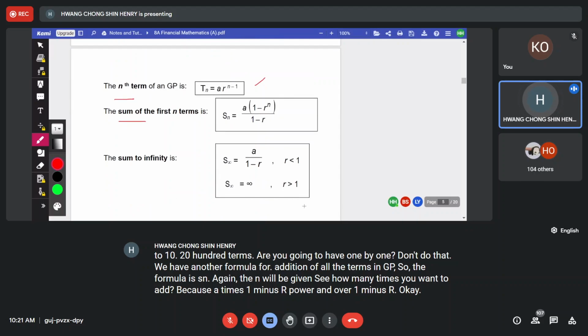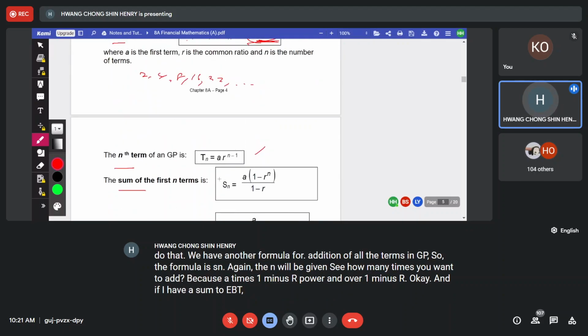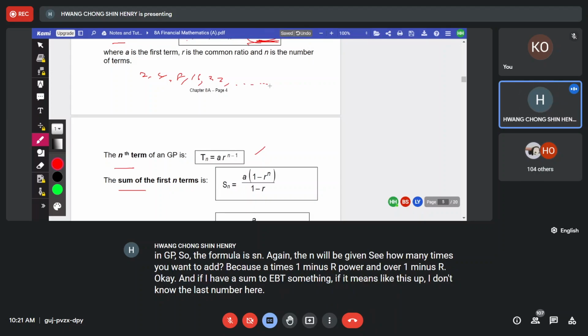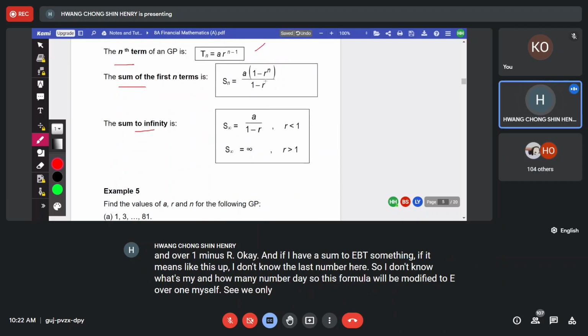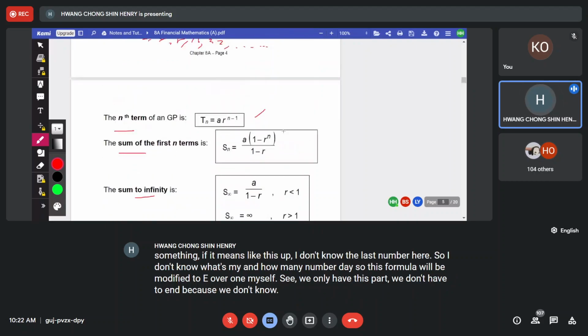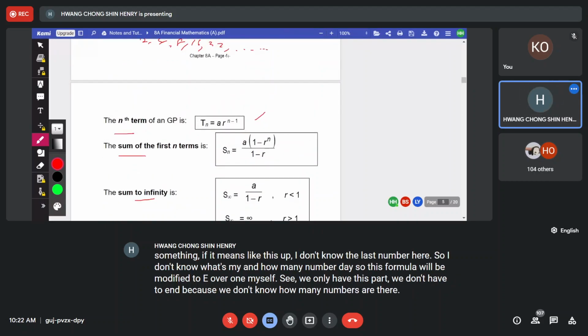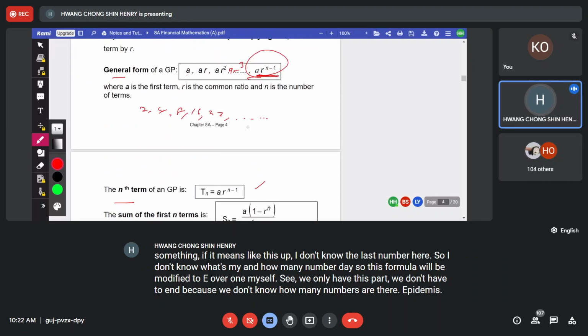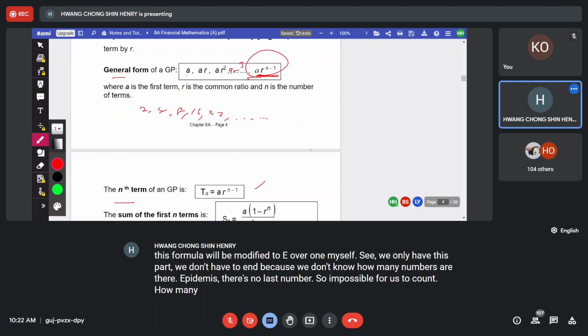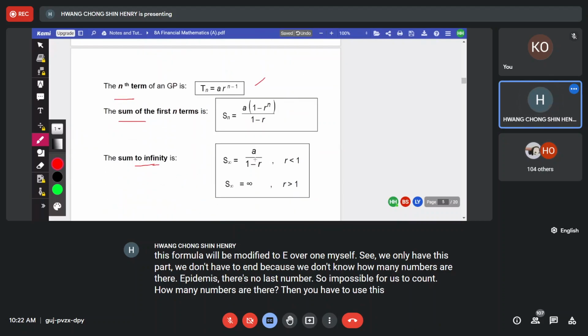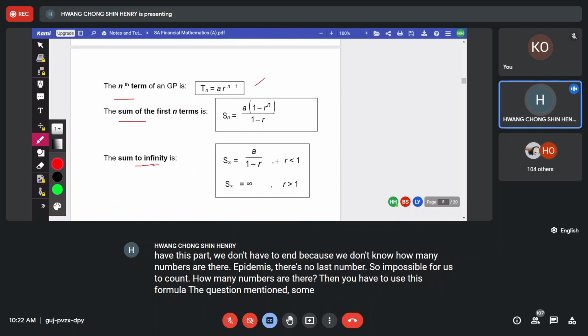And if I have a sum to infinity, it means like this. I don't know the last number here. So I don't know what's my n, how many numbers there. So this formula will be modified to A over 1 minus R. See, we only have this part. We don't have the n because we don't know how many numbers are there. Infinity means there's no last number there. So impossible for us to count how many numbers are there. Then we have to use this formula. The question mentions sum to infinity, then we use this formula.